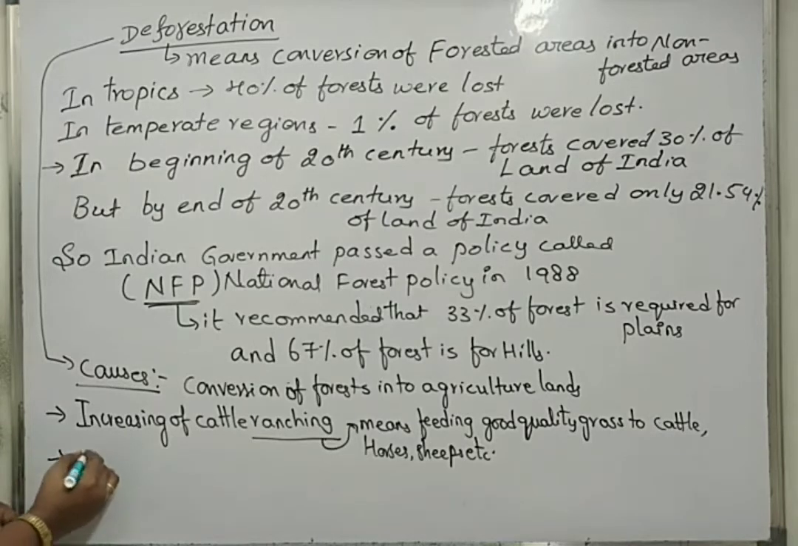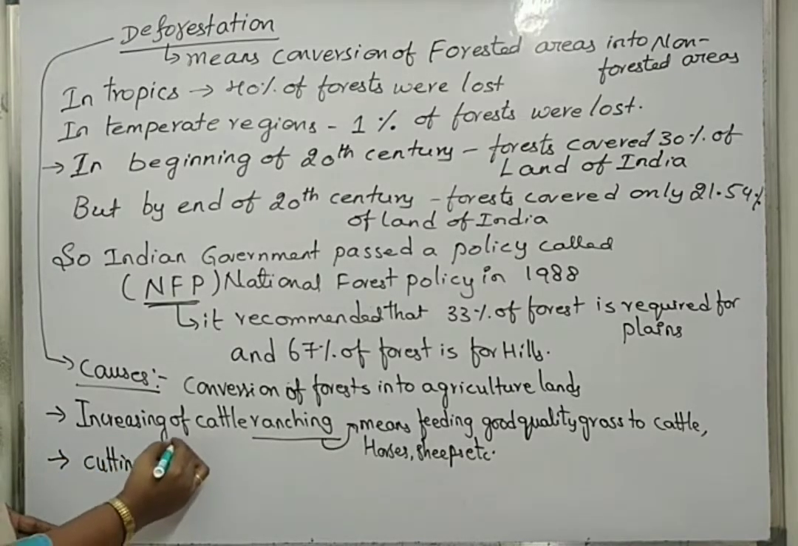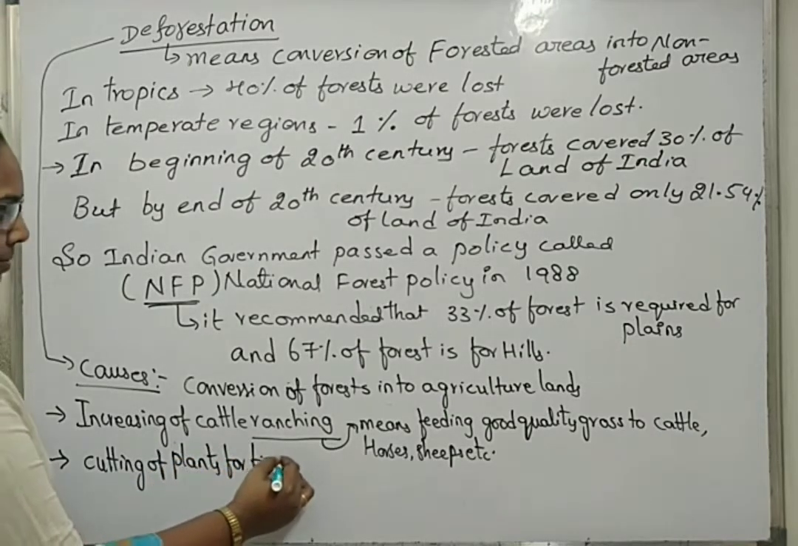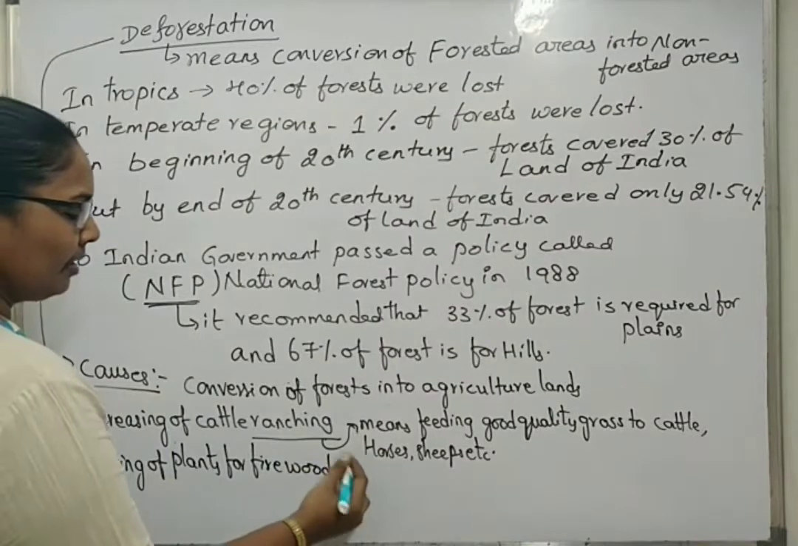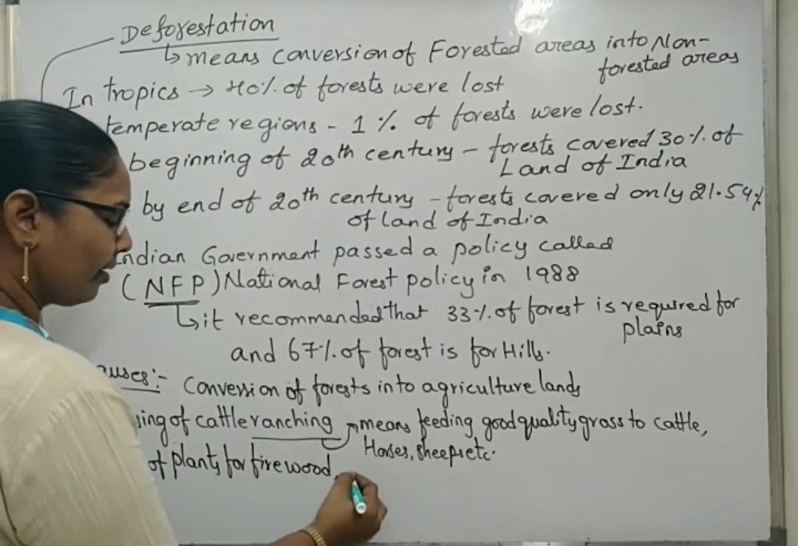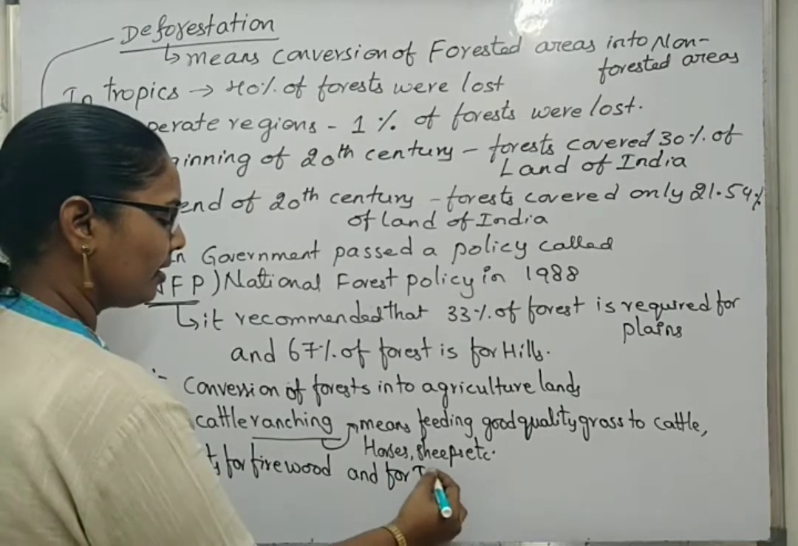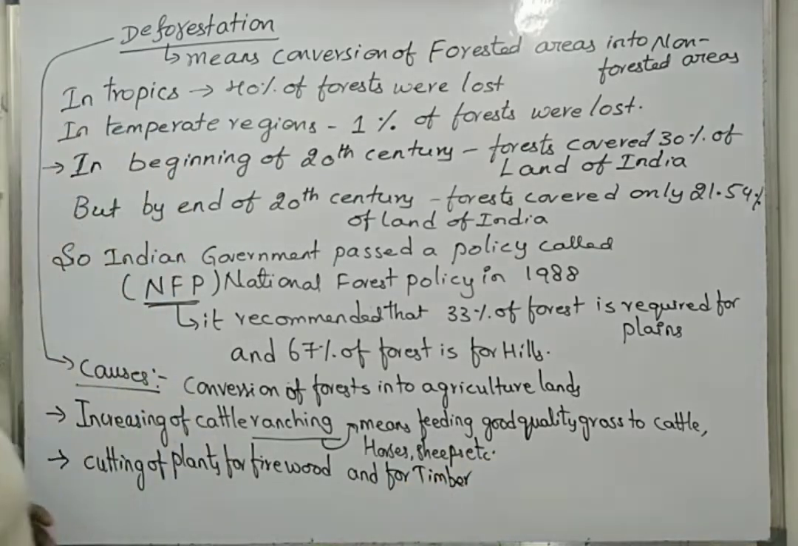Next, another one, cutting of plants for firewood, which is used for cooking, and for timber, which is used to make furniture, etc. Another one is Jhum cultivation.